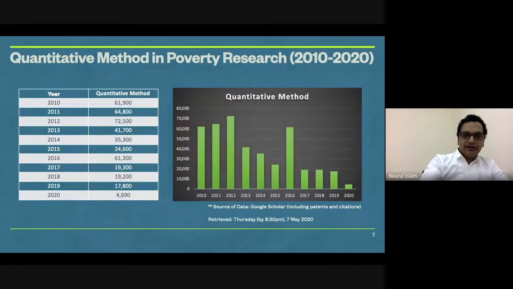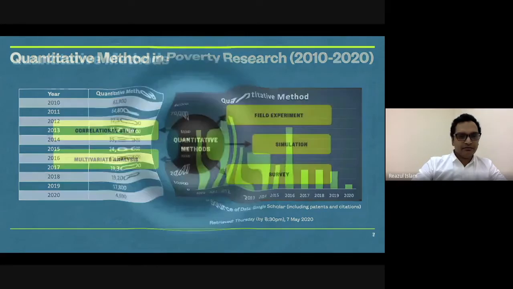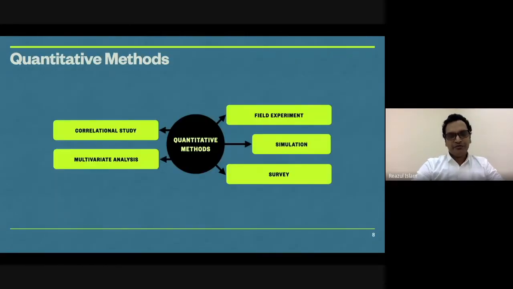So here, see the scenario of quantitative method. In 2016, we can see its rise, but it goes down again. Now, let us go back to quantitative methods. It has several approaches, and I want to share here how I like to use it in my research.